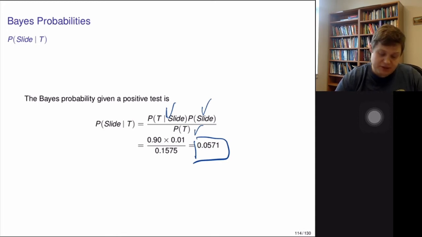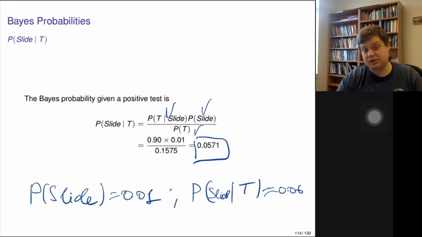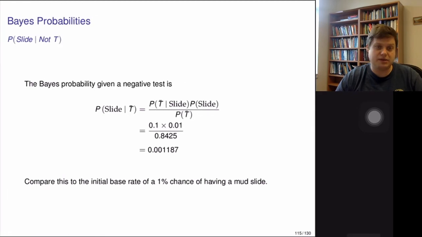So the posterior probability, you remember our prior probability of a slide was 1%, right, without the test. And once we did the test, and the test was positive, then the probability of the slide went from 1% to roughly 0.06, or 6%. So 6 times higher chances of getting the slide if the test comes out to be positive.